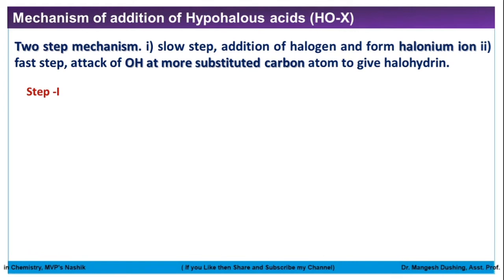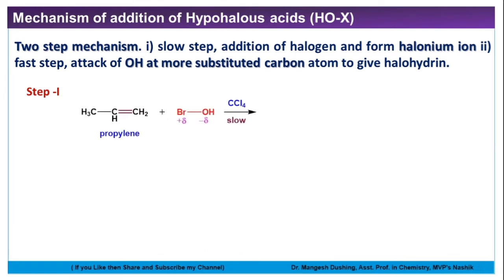You see the example, that is first step. First step is what? Formation of halonium ion. So propylene, for example propylene, and we have this HOBr, hypobromous acid. So these pi electrons attack on the electropositive Br, and this bond will get break.